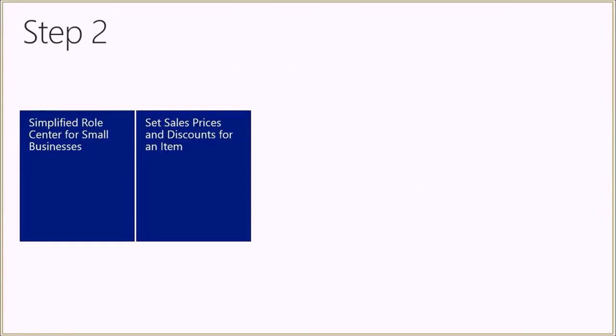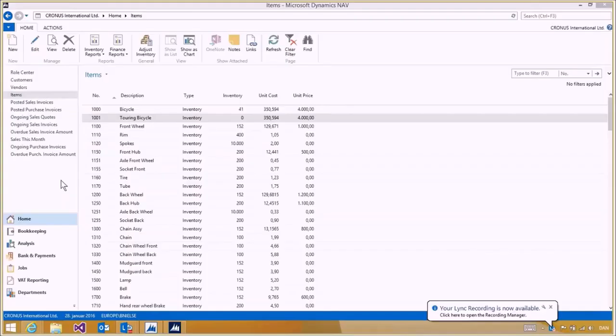The second scenario is setting sales prices and discounts for an item. In this scenario, we will set up prices and discounts for an item. We will also adjust the stock level, and we'll look at the setup for the item. We start by picking an item, 1001, and say edit.